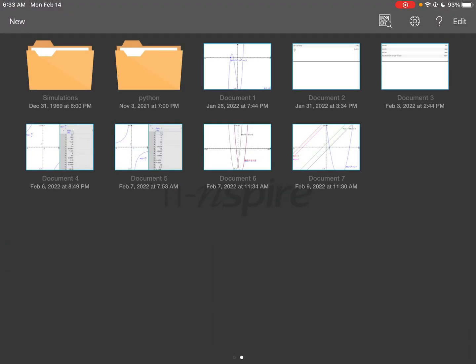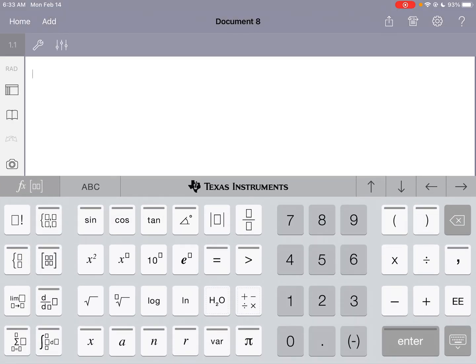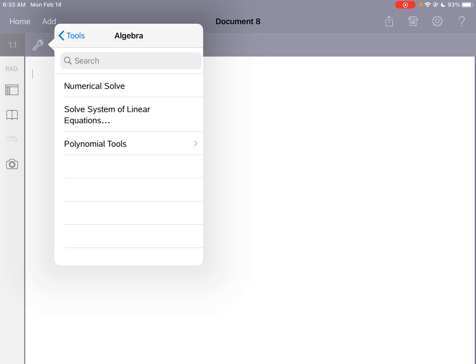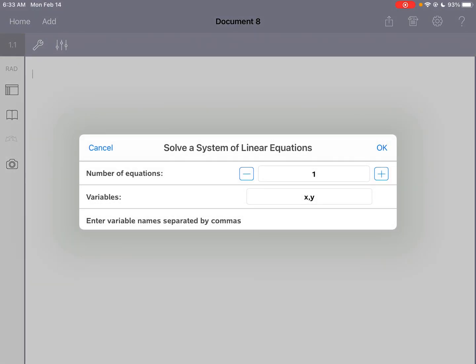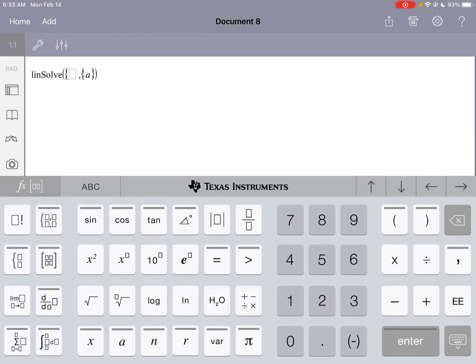Let's go to our calculator. We're going to go to a new document, and we're going to add a calculator. Okay, so we go menu, 3, 2. We change our number of equations to 1. We change our variable to a. We hit OK. Now we can type it in exactly as it looks.